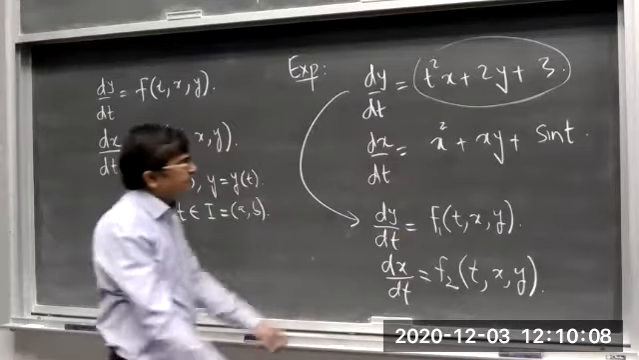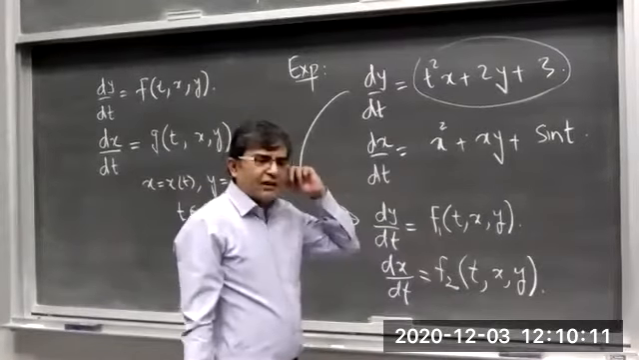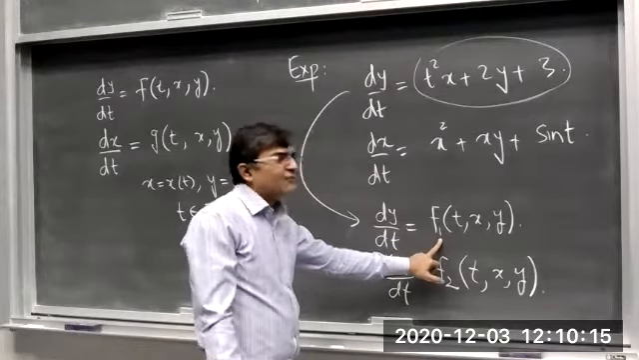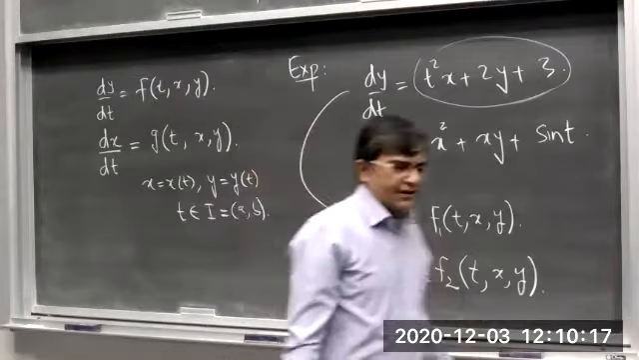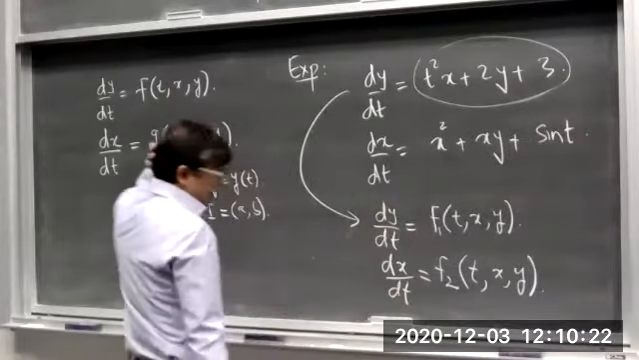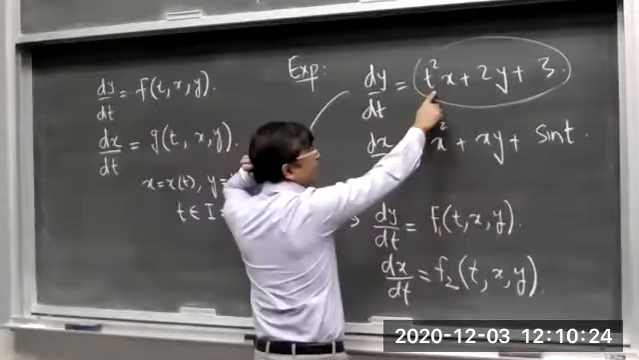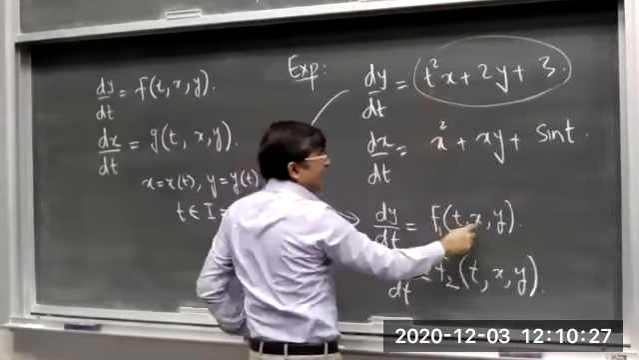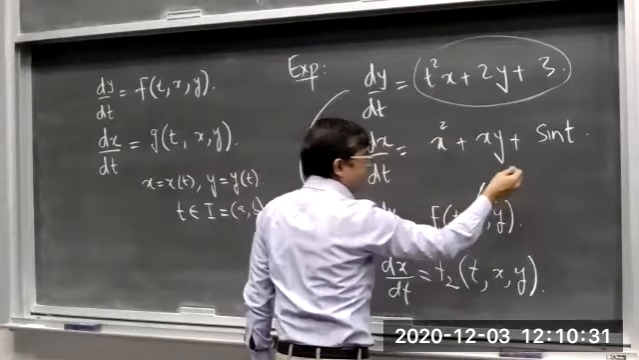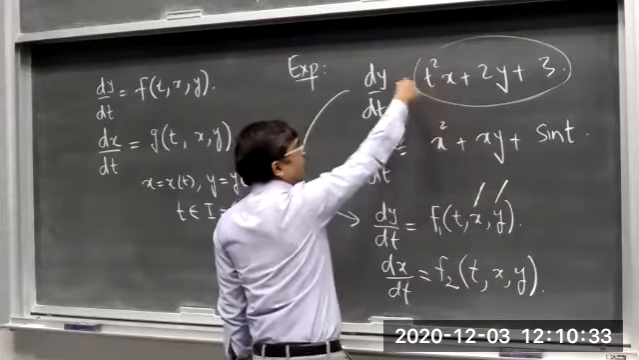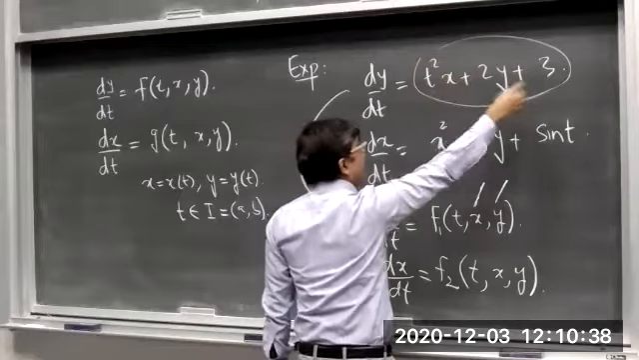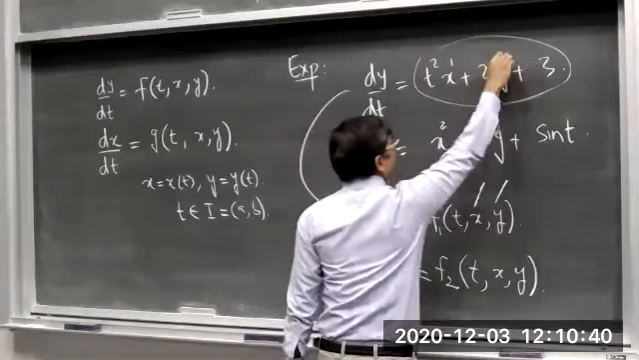Now you can see that f1, this function, could be a linear function as well as a non-linear function of x, y, and t. So f1 here in this case is linear in x and y, because x and y are dependent variables. We need to see whether this function is linear in x and y or not. It is linear because here we have x to the power 1, y to the power 1.